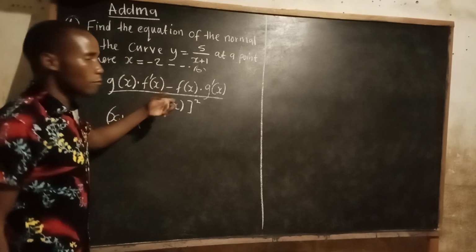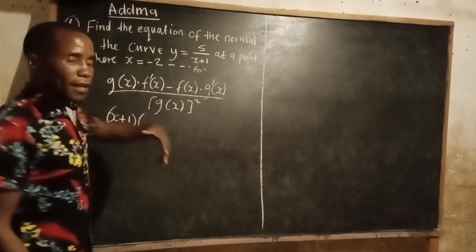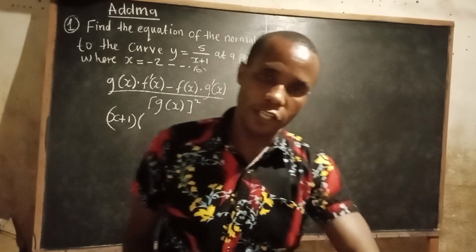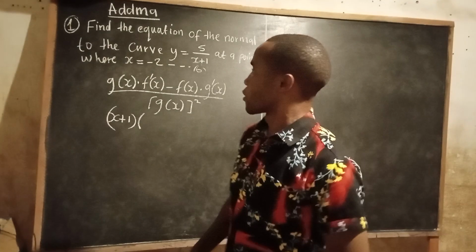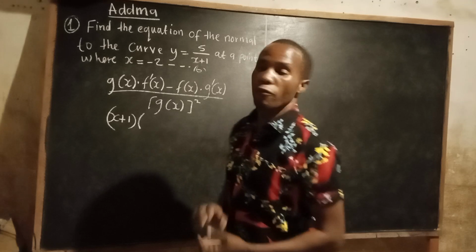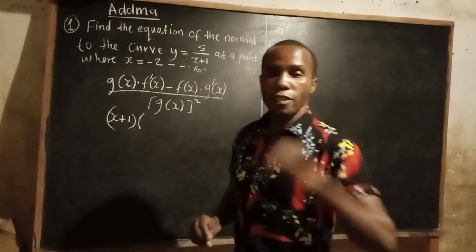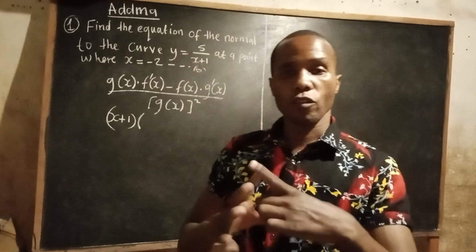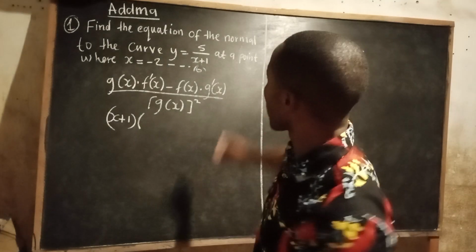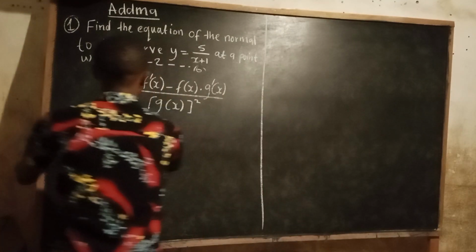Then f of x prime. Whenever you see this, it simply means differentiate. Prime is the same as differentiate. So we need to differentiate the f of x, which is the numerator. What is the derivative of a constant number? A constant number, when we differentiate it, we are going to have a 0. So here we put a 0.